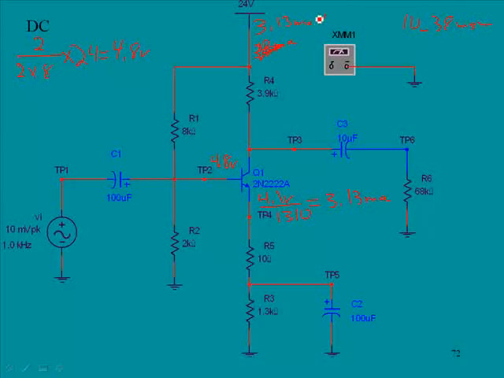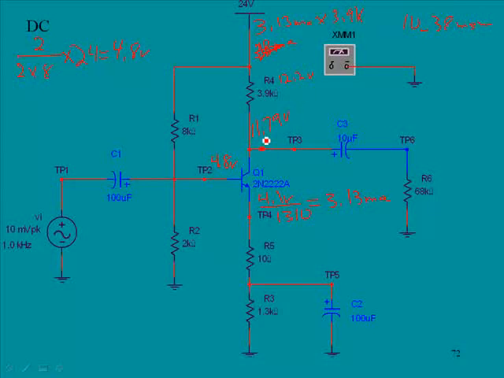3.13 milliamps, and that would be flowing through the 3.9K. So if we took 3.13 milliamps times 3.9K, that would be the voltage drop right here, and that will be about 12.2 volts. Now recall that we have 24 volts right here, and so we're going to have a 12.2 volt drop here. So if we took 24 and we subtracted 12.2, that would leave us with 11.79 volts at the collector.